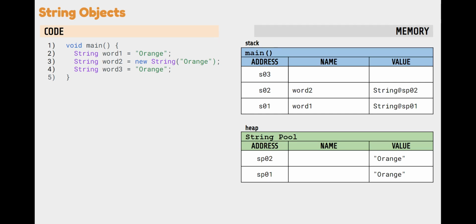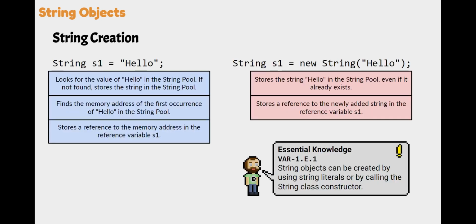Well, Java will look for the first occurrence of that word in the string pool and finds it in the first memory location, and that's what word3 is assigned. So word1 and word3 point to the same orange, and word2 points to a different orange. So here's a breakdown of those steps.